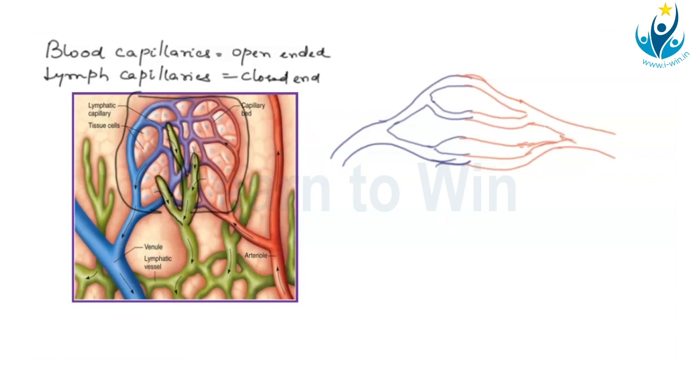So what is happening here? This structure is the arterioles. This structure is the venules. And this region is the capillaries. Now, if you see very clearly, each capillary has two ends, right? One end opening towards the venules and one end opening into the arterioles. So it's a bi-ended system.